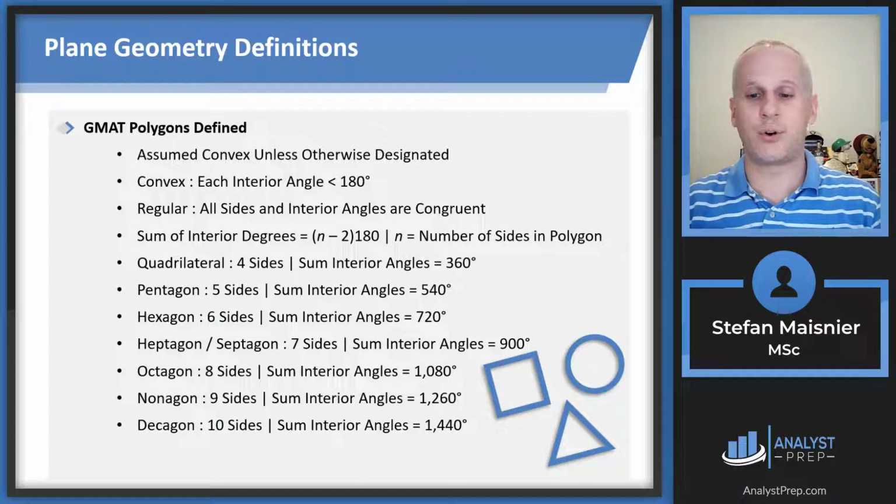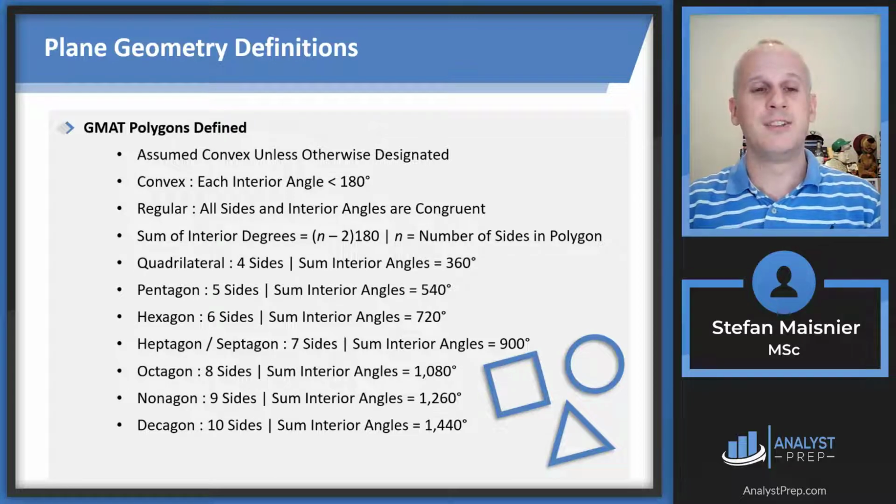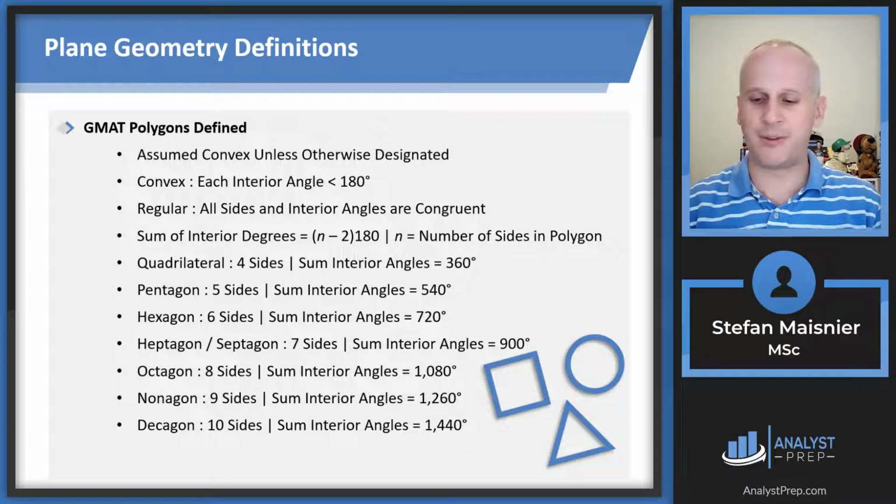there is 1440 degrees. Now, you may also note that there is a constant difference of 180 degrees when we increase the number of sides. And that's because there is 180 degrees on one side of a line. So if you add a side, you add 180 degrees. So if you ever forget that sum of interior degrees formula, you could potentially just add 180 for every side beyond a triangle in your shape that you're evaluating.